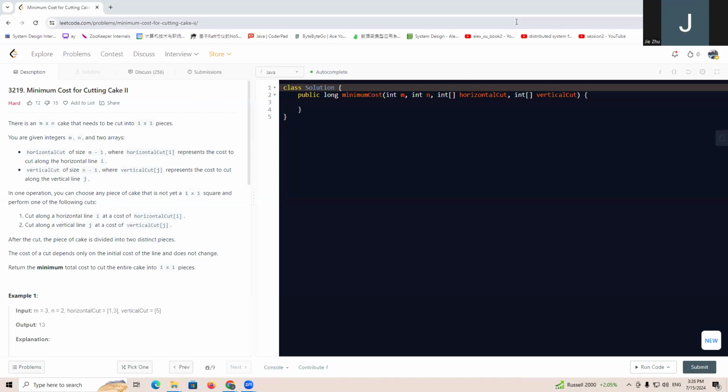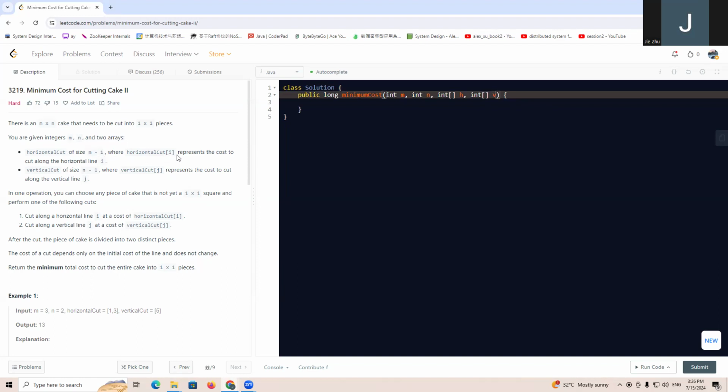Let's go through LeetCode 3219, Minimum Cost for Cutting Cake 2. For this question, it gives us an m multiplied by n cake that needs to be cut into 1 by 1 pieces. This m and n are given in the 0-indexed arrays, horizontal cuts and vertical cuts. Let's change this one to h because we are going to use this a lot. And the horizontal cuts of size m-1.